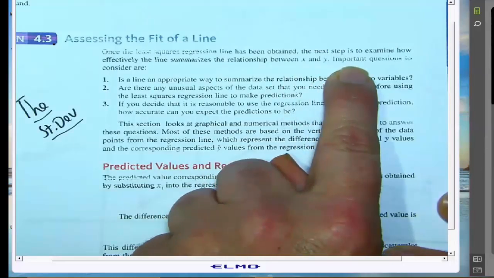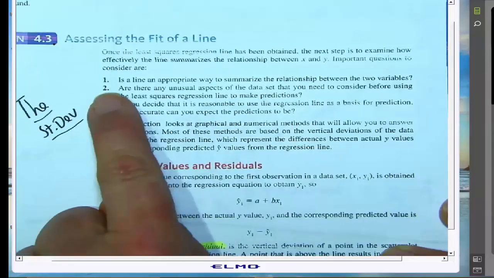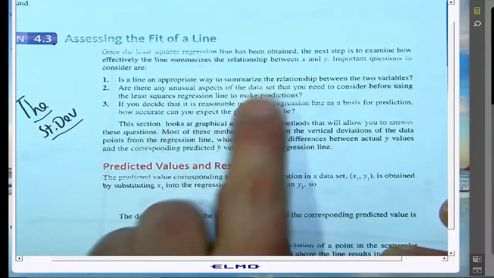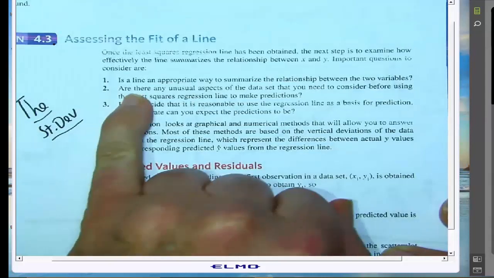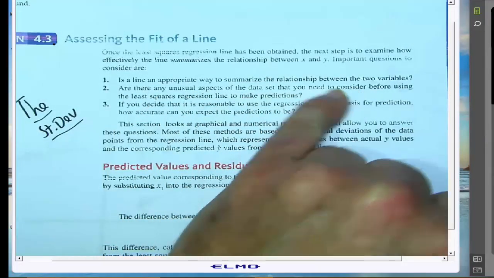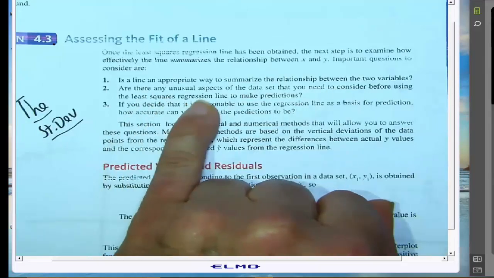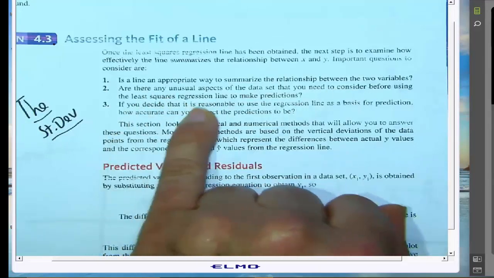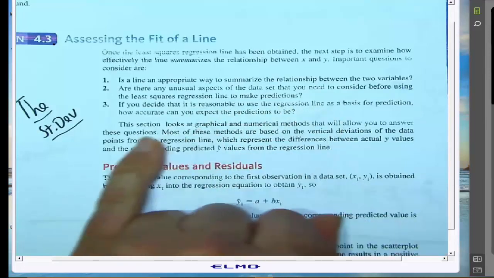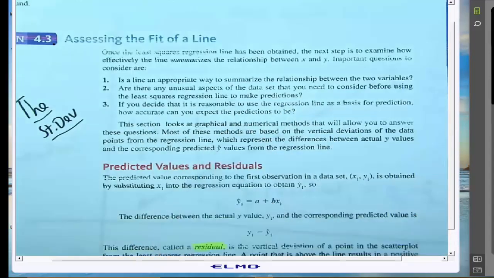Important questions to consider are: one, is a line an appropriate way to summarize the relationship between the two variables? Two, are there any unusual aspects of the data set that you need to consider before using the least squares regression line? And if you decide that it is reasonable to use the regression line as a basis for prediction, how accurate can you expect the predictions to be?